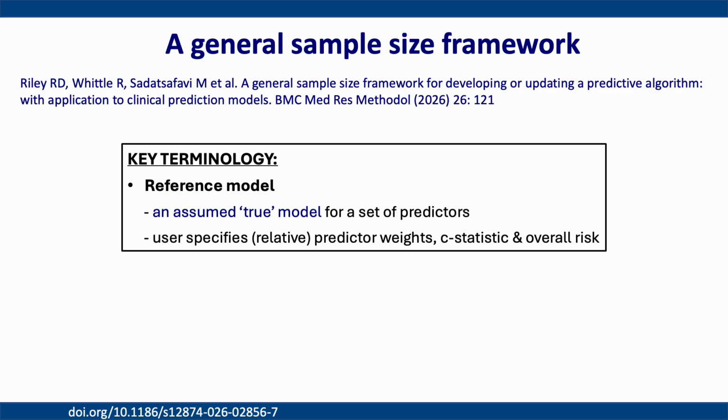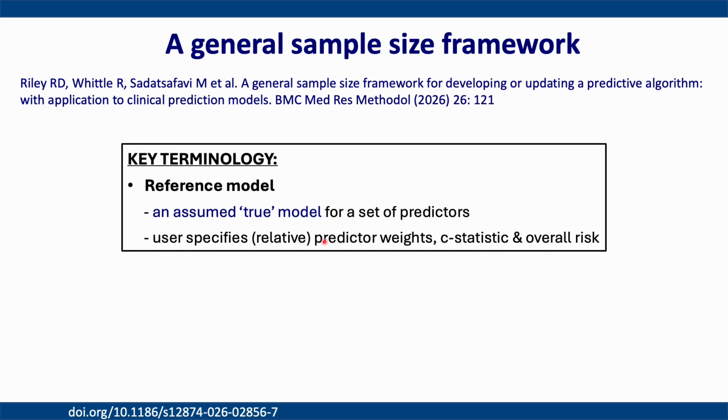Let's just start with some key terminology. So I'm going to use the term reference model a lot. By reference model, I am referring to an assumed true model for a set of predictors. So to do the calculation, the user is going to specify the true model, the reference model, and this means specifying predictor weights, so the predictor effects if you like, the C-statistic of the overall model, and the average risk in the population.